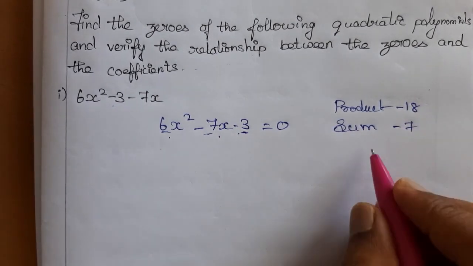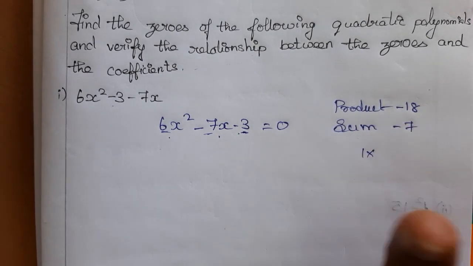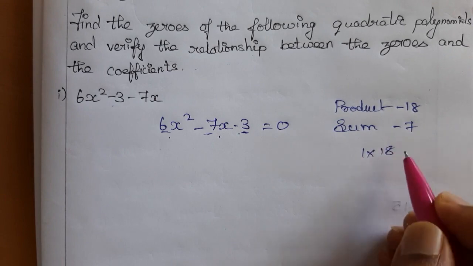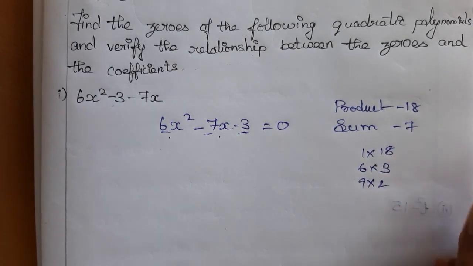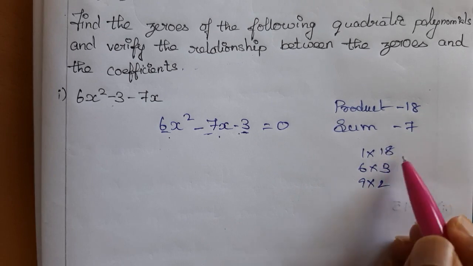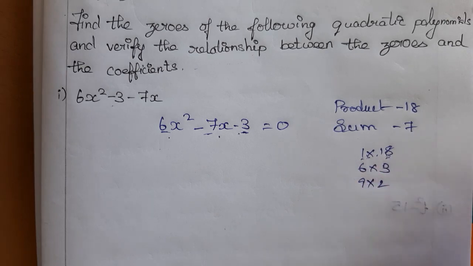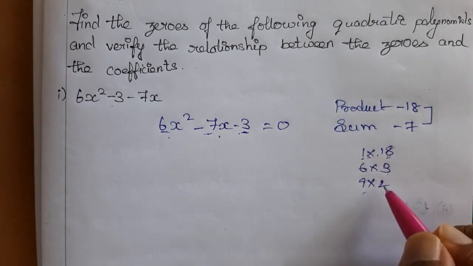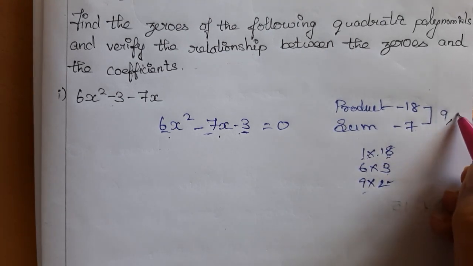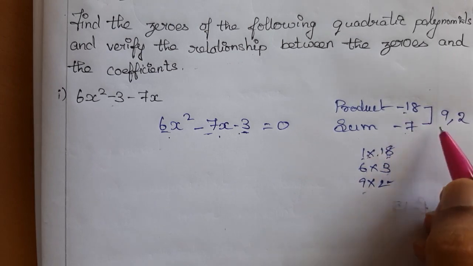So let me see all the factors of 18. It will become a minus, but first we avoid the negative sign. 1 into 18, or 6 into 3, 9 into 2. Any other? No. Whether the sum will satisfy, the sum can be addition or subtraction. 18 and 1 will never get 7. 6 and 3 also will never get it, but 9 and 2, if you subtract, we will get 7, right? So it will satisfy with 9 and 2, and the product should be negative 18 and the sum negative 7.